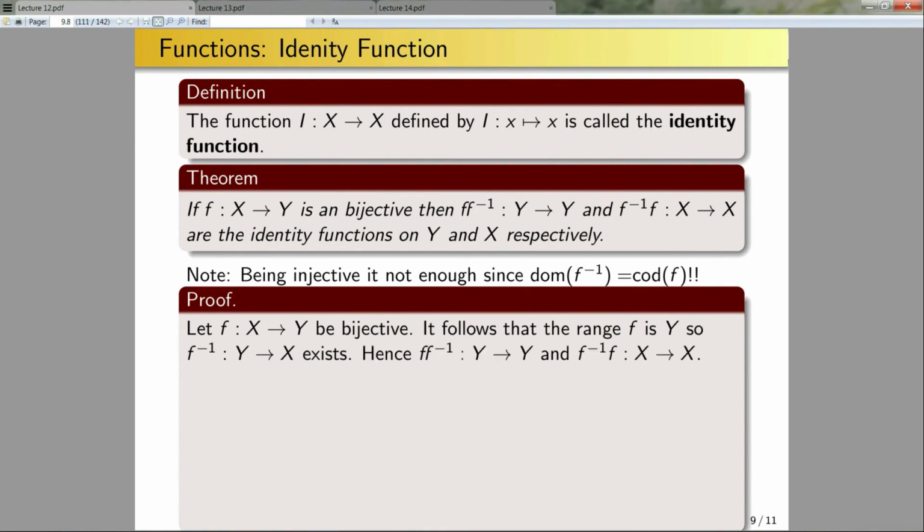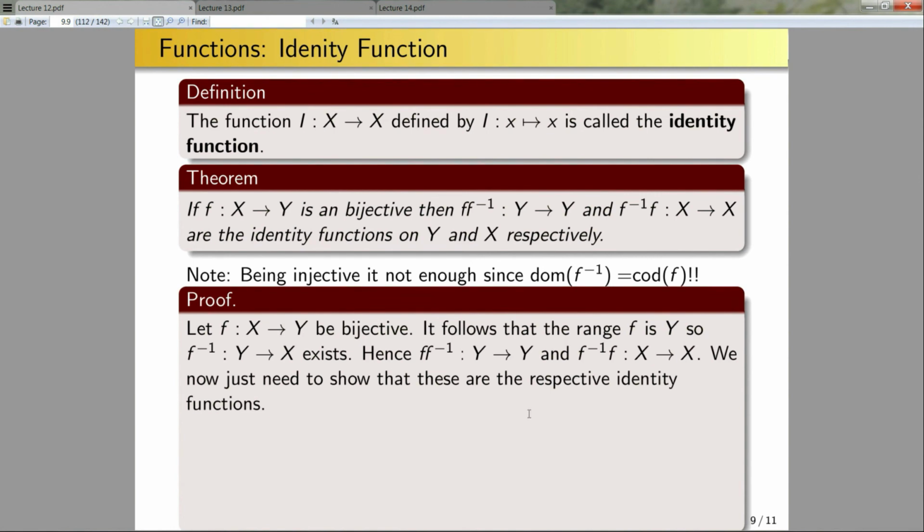Hence, f of f inverse will now map from Y to Y. Why would this be true? Well, f inverse maps from Y to X, and f maps from X to Y, pretty trivial. And f inverse of f will map from X to X. Why is this true? Well, f maps from X to Y, and f inverse maps from Y to X. So that would be true. So now that these function compositions are defined on the domain and codomain that I wanted them to be defined on, I need to show that they are in fact the identity functions between those two sets.